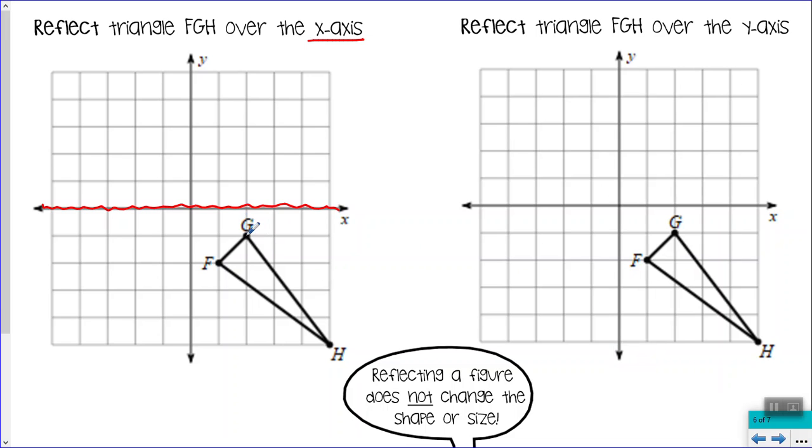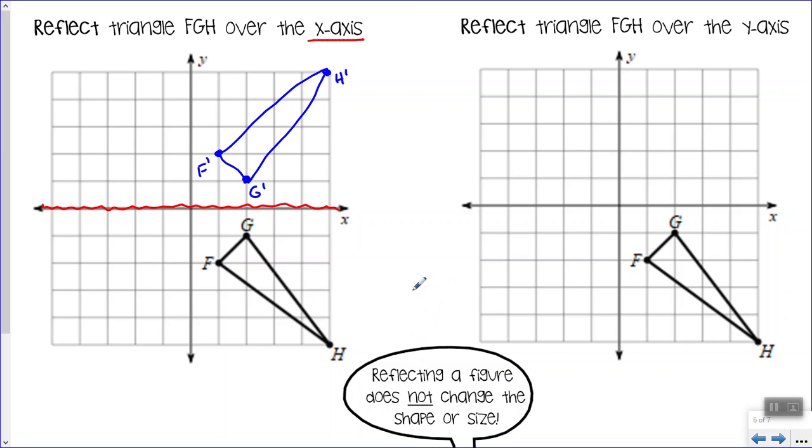So we're going to start with G. G is 1 unit to the axis. So I go 1 unit past and label it G prime. Next I go to F. This is 1, 2 units there. So we go 1, 2 units past and label it F prime. And then we do H. 1, 2, 3, 4, 5 units to the axis. So I count 1, 2, 3, 4, 5 units past the axis. Label it H prime. And then the last thing I have to do is connect the dots. And we've got our reflection.